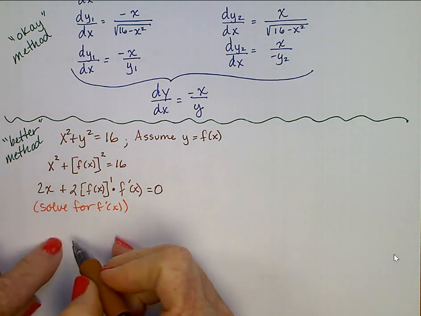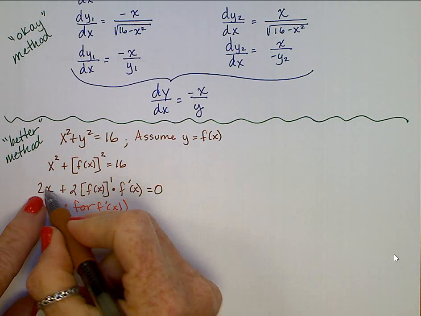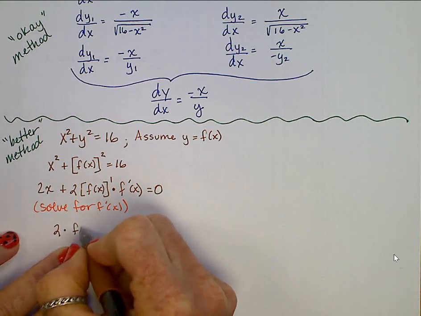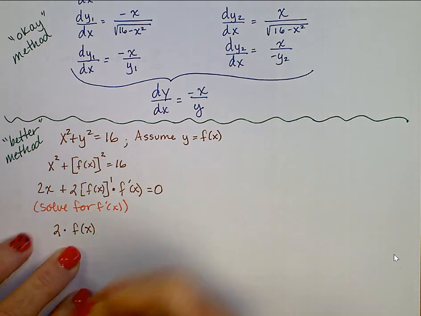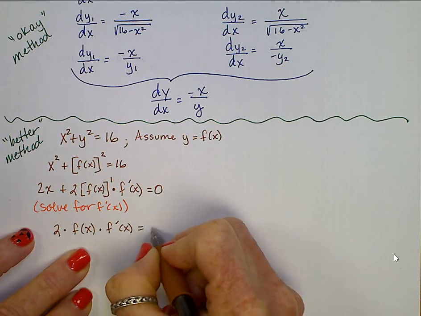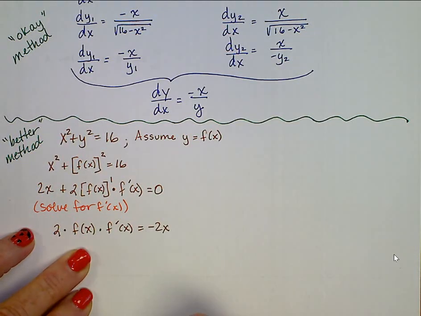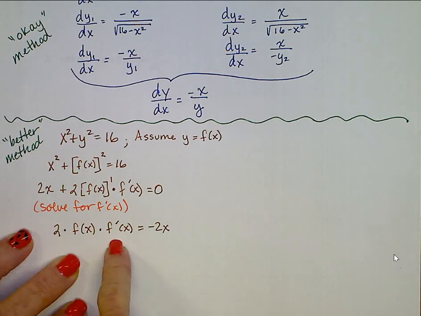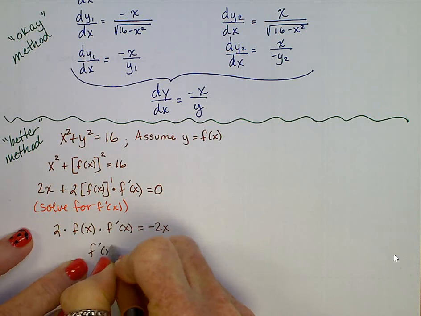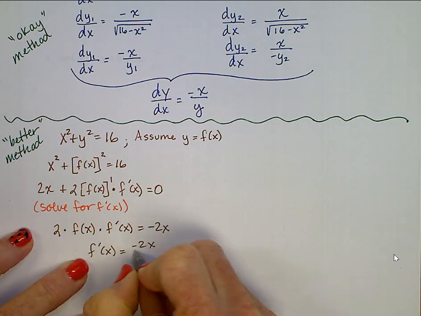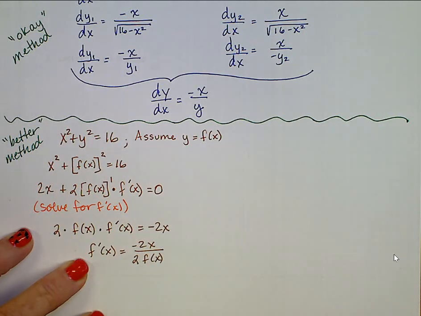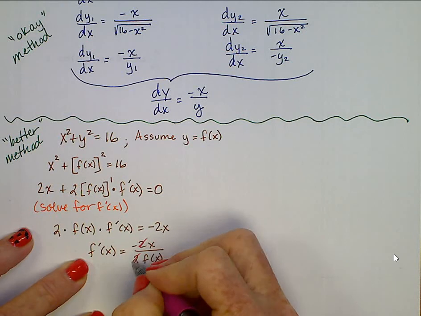So to do this, let's go ahead and take this 2x here, and we'll subtract the 2x over to the other side. So we have 2 times f of x times f prime of x equals negative 2x. Then again, we're solving for f prime, so let's divide by 2f of x. And we will have f prime of x is negative 2x divided by 2 f of x. 2's divide out.